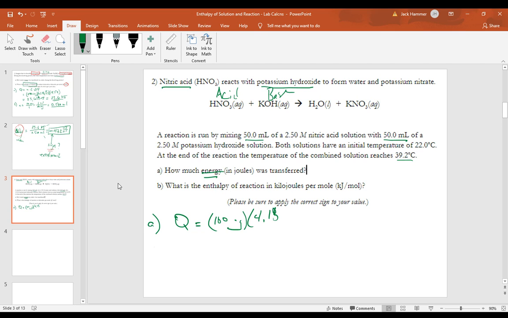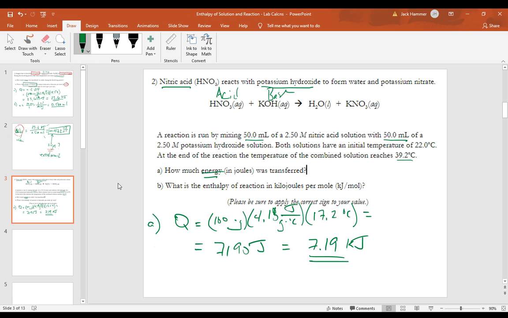Unless told otherwise, we're going to assume that the density of these solutions is 1 gram per mil, and that the specific heat values are 4.18 joules per gram degrees Celsius. Okay, so we went up 17.2 degrees Celsius. And let me do this down here. When you do that calculation, you should get 7,190 joules, which is 7.19 kilojoules. Okay, so we've got the energy part.